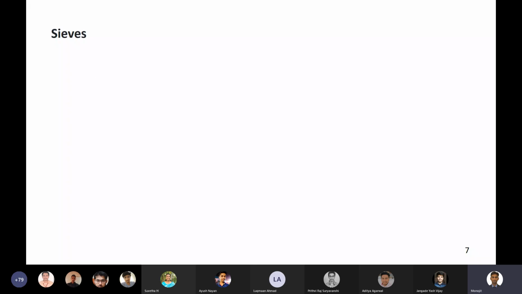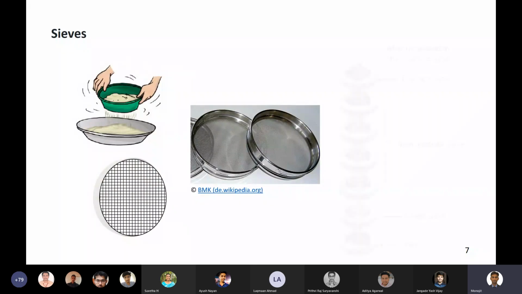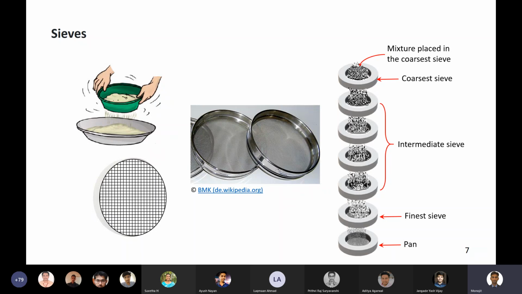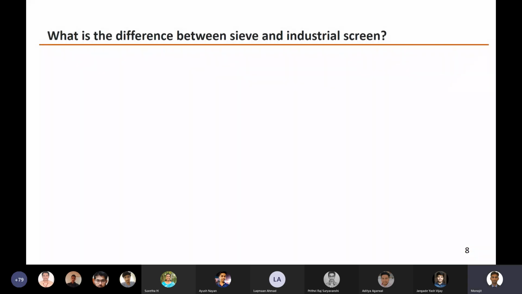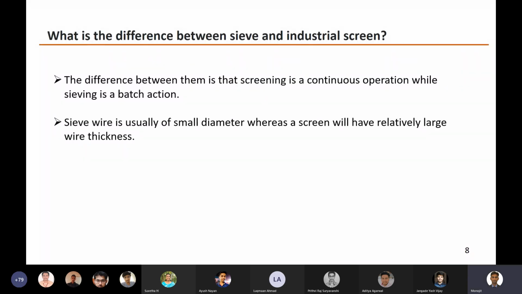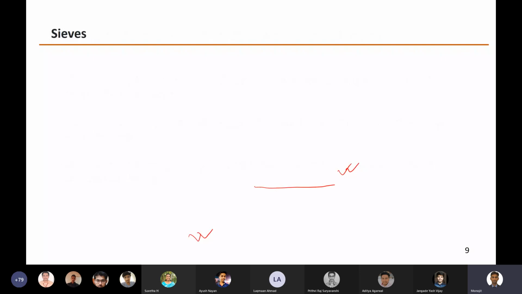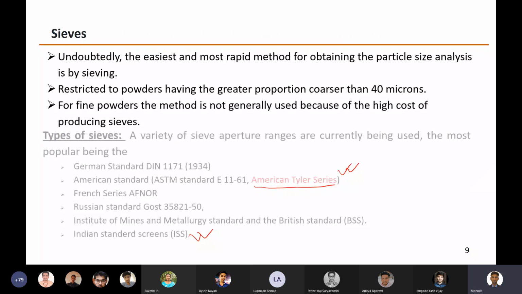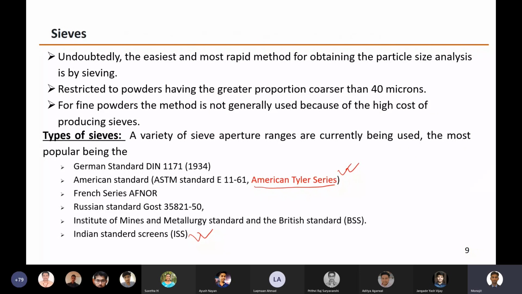And then we discussed sieves and how they look, a basic idea of the entire sieving process, how we stack all the screens to separate the particles based on their sizes. Then we discussed the difference between the sieves and the industrial screen. And then we saw some of the types of sieves mostly used internationally and nationally. Some standards, the Indian standard and the American Tyler series, were the most popular. So that is what we discussed in the last class.